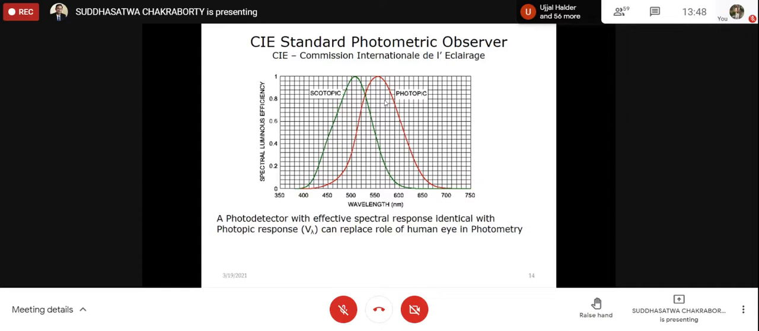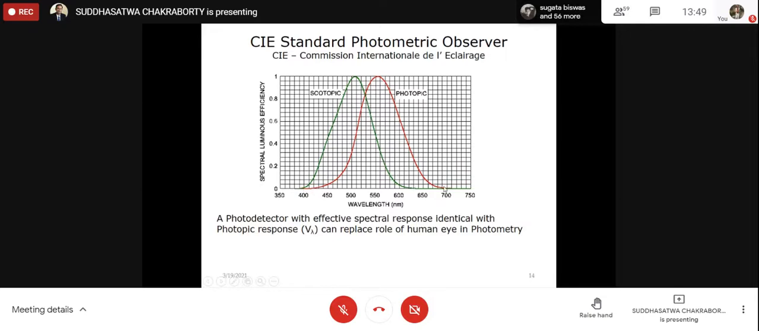That means if you have sufficient light in your surroundings, under this condition, whatever curve we have, that is the red curve. We call it V lambda, V in brackets lambda. V is basically the human eye sensitivity curve, which peaks at 555 nanometer. It is mostly related to your cone cells, but there is a very small contribution from rod cells also.